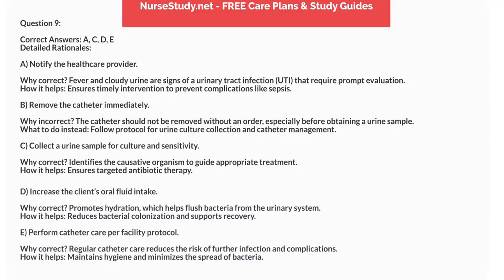C. Collect a urine sample for culture and sensitivity. Why correct? Identifies the causative organism to guide appropriate treatment. How it helps: ensures targeted antibiotic therapy.